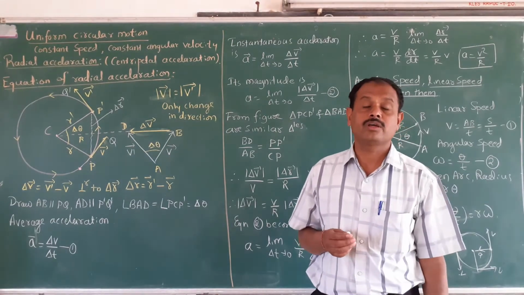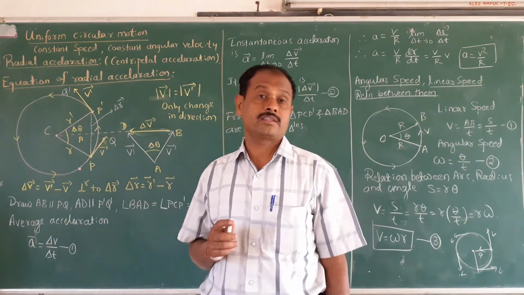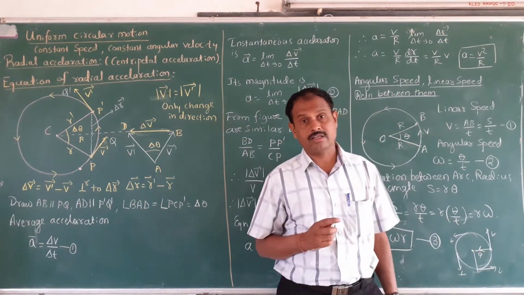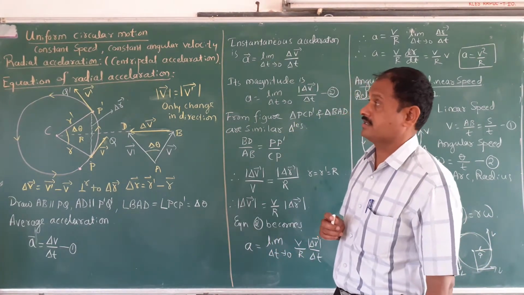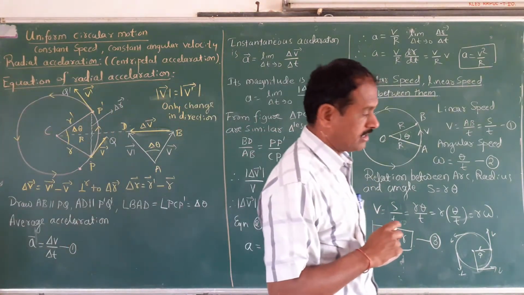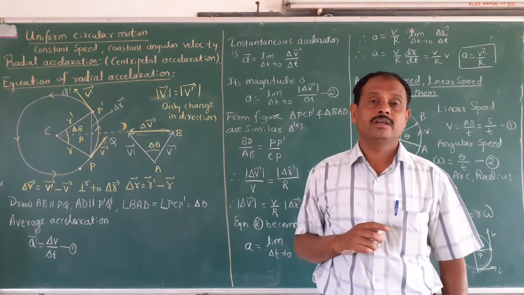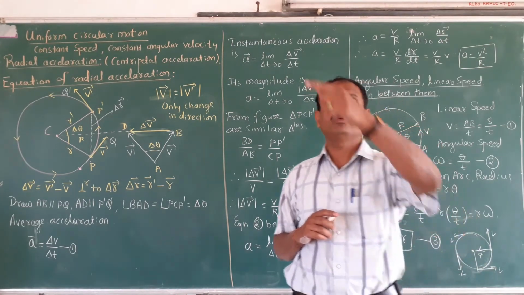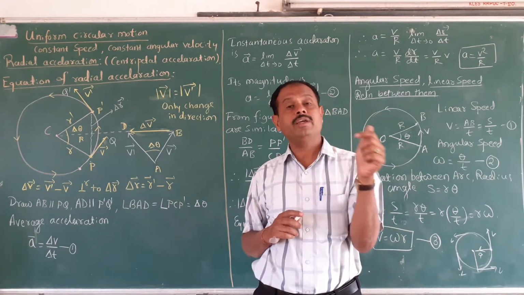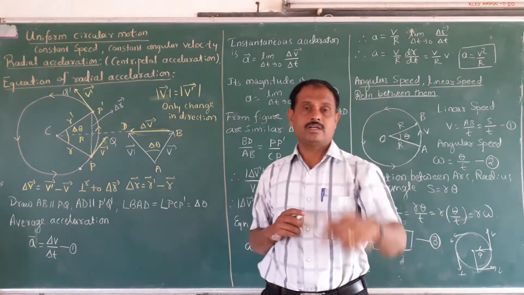This acceleration is called radial acceleration or centripetal acceleration. It is a very important concept. What is the meaning of radial acceleration? When any particle or body moves in uniform circular motion, the acceleration of the particle is always towards the center of the circular path.